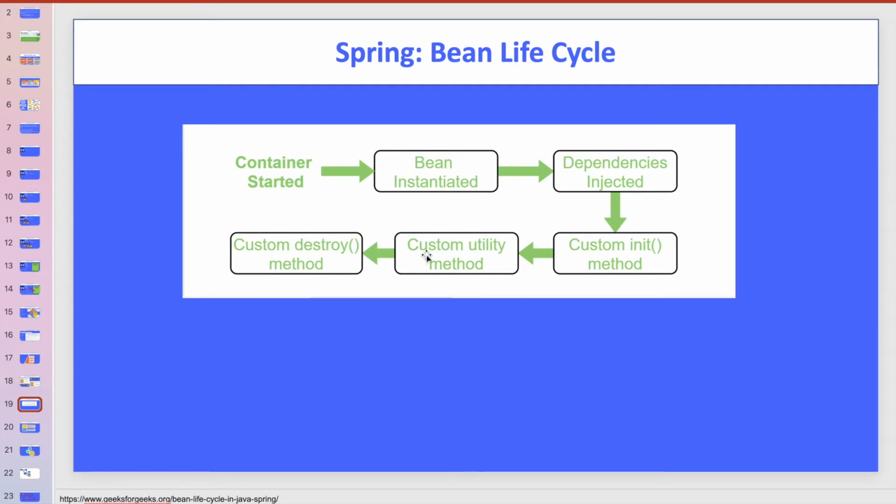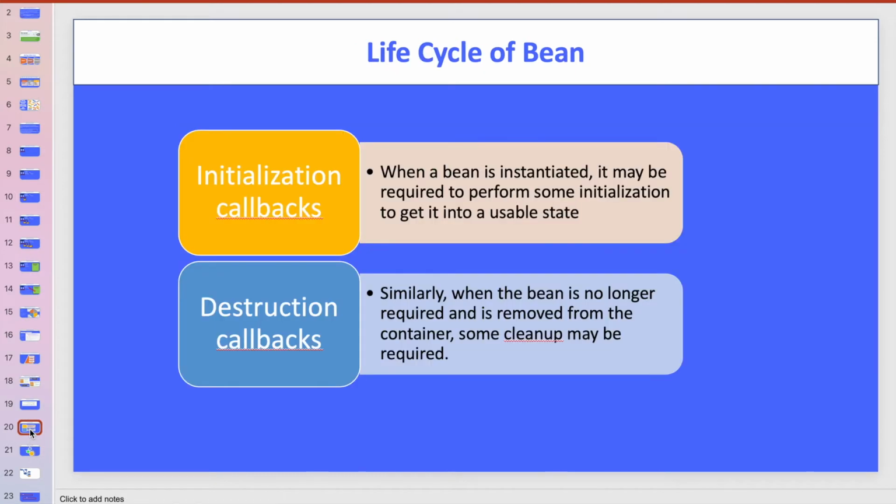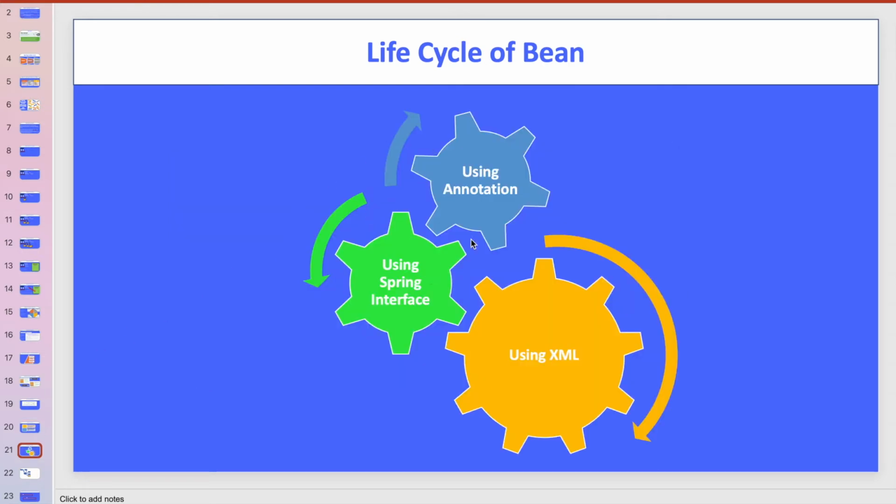You give your focus on the custom method. So we are going to see in the code how you are going to do that. We have the one initialization callback and the destruction callback. Callback means you give the init method name and destroy method name, and Spring will call back those methods. Whatever method you configure as the initializing method and the destruction method. And we can achieve this life cycle through the annotation, through the interface, and through the XML.